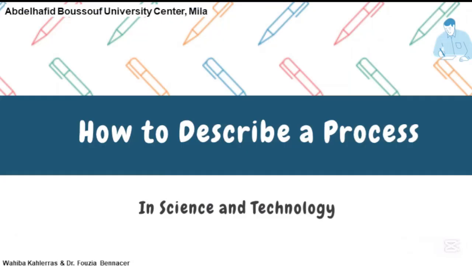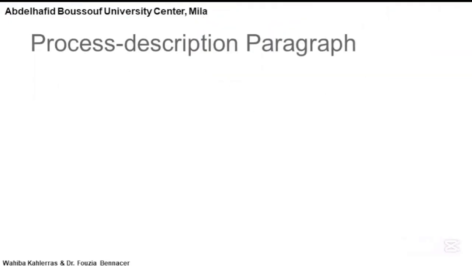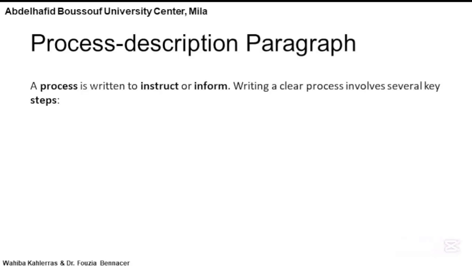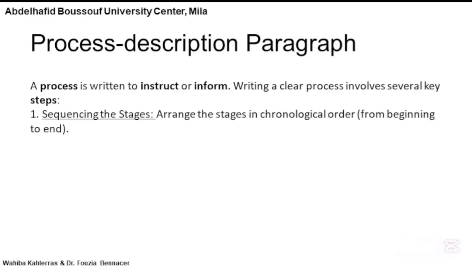So how do we exactly describe a process in the form of a paragraph? Process description paragraph. A process is written to instruct or inform. Writing a clear process involves several key steps. Let's start step by step explaining how we write a process description paragraph. Step 1. Sequencing the stages. This is the planning phase where you organize the overall flow.